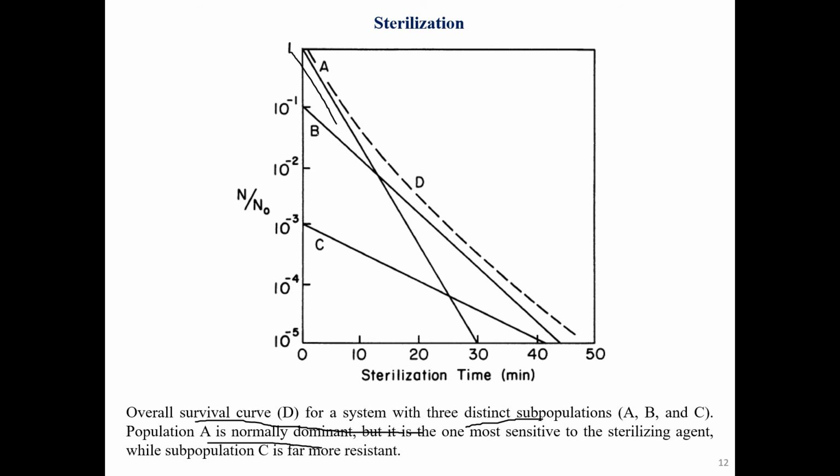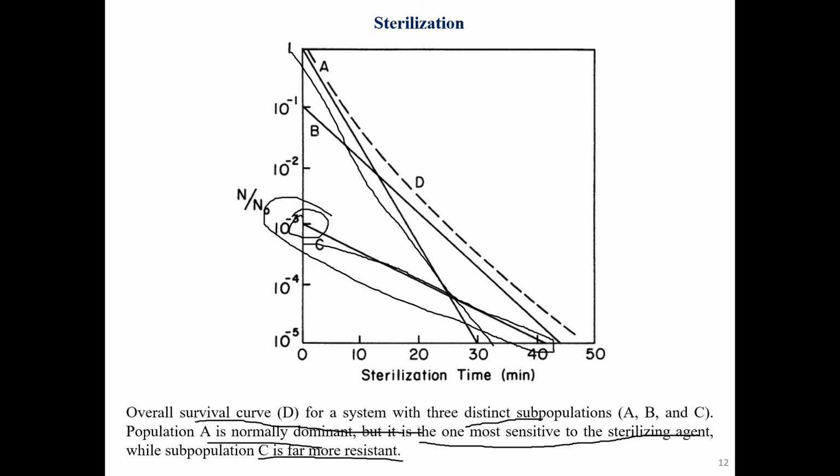So population A is normally dominant, as you can see from the steep curve, but it is the most sensitive to the sterilization agent, while subpopulation C is far more resistant. So it takes time to die, or takes time to get sterilized. You can see a not very steep curve, it gradually dies, whereas A is not resistant, it is very sensitive, so it dies naturally and very quickly.